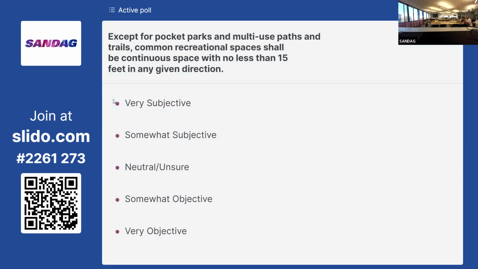So here, I think this is our last one. Except for pocket parks and multi-use paths and trails, common recreational spaces shall be continuous space with no less than 15 feet in any given direction.